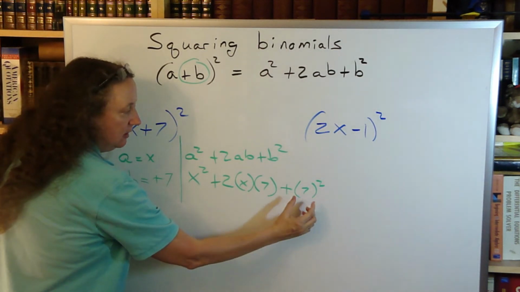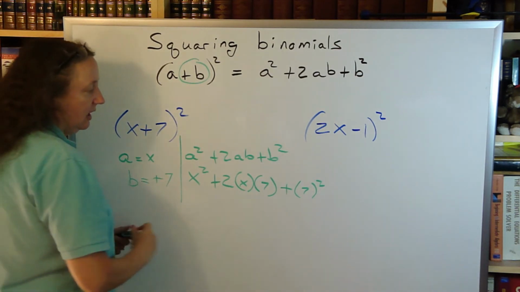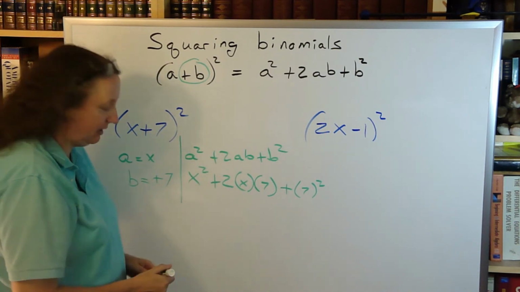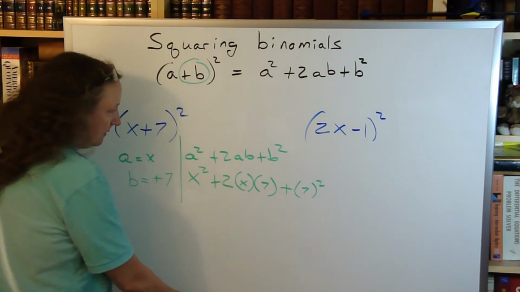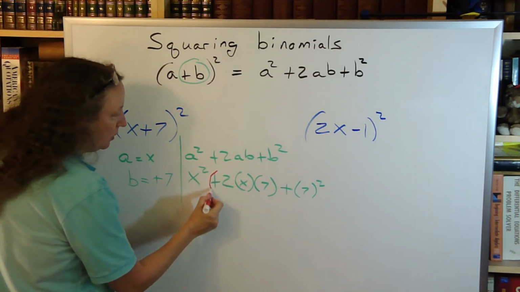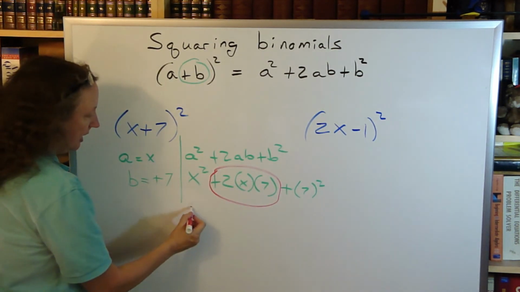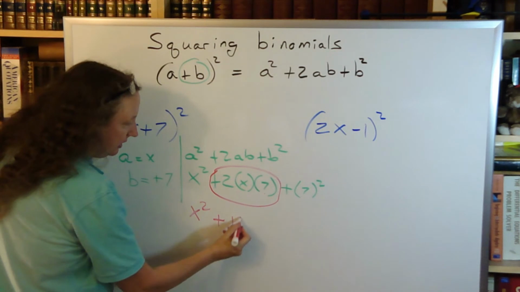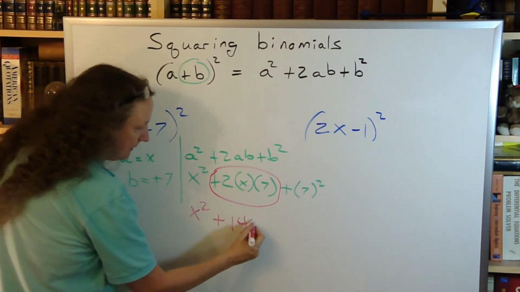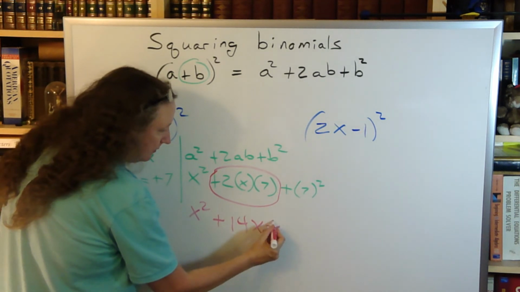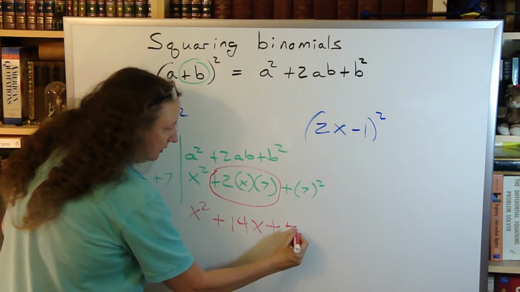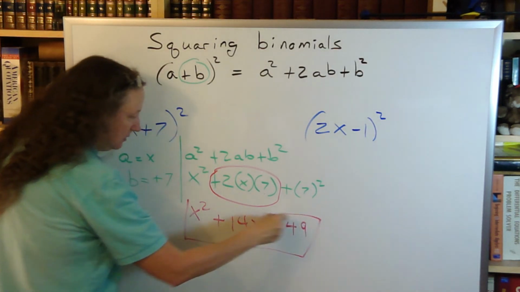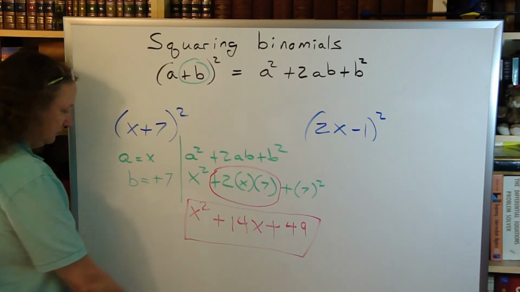Notice I put this 7 in parentheses. I didn't include the positive sign because you don't need to write the positive sign. If there were a negative sign, we would need to have that, a minus sign. So now I'm going to work out what this is. And I have x squared plus 2 times 7 is 14. I have the x there, plus 7 squared is 49. I have my answer. I like the words that they're using.